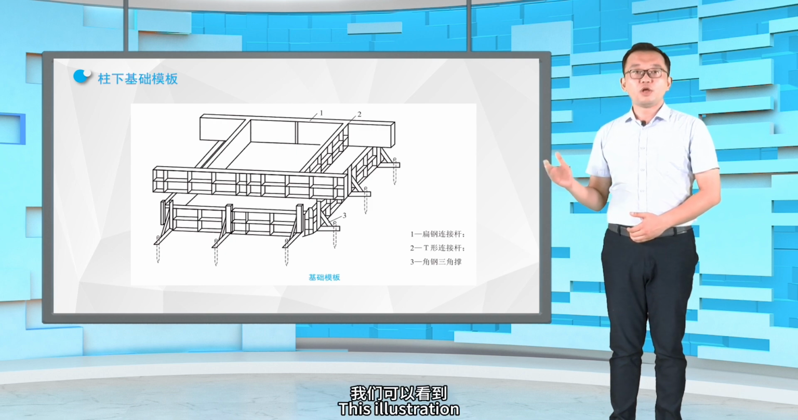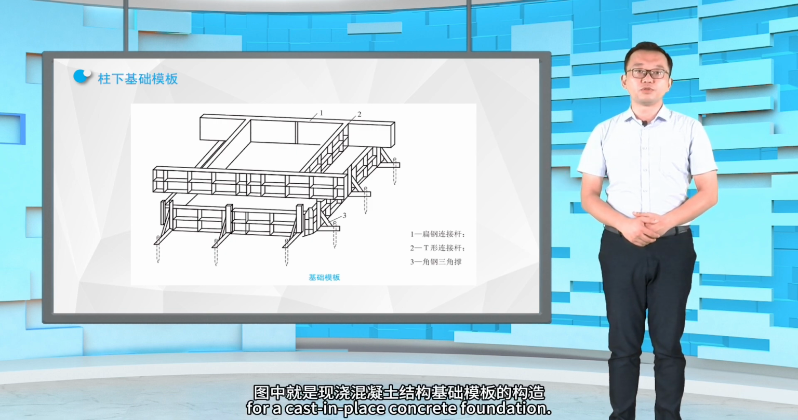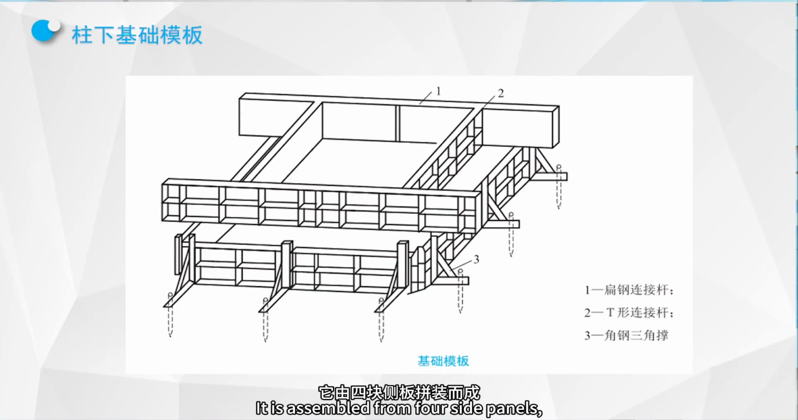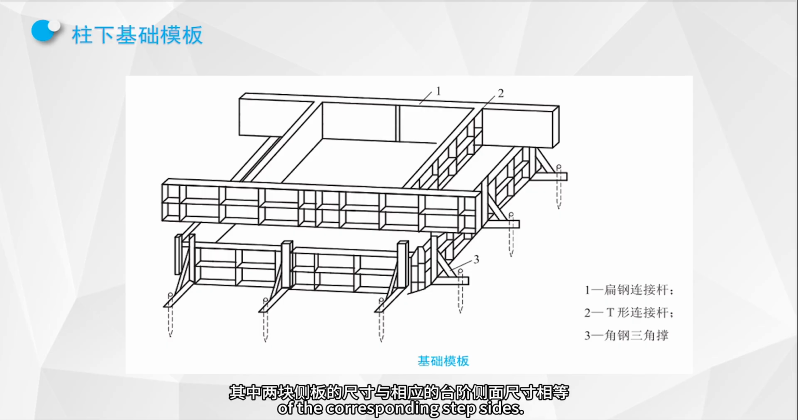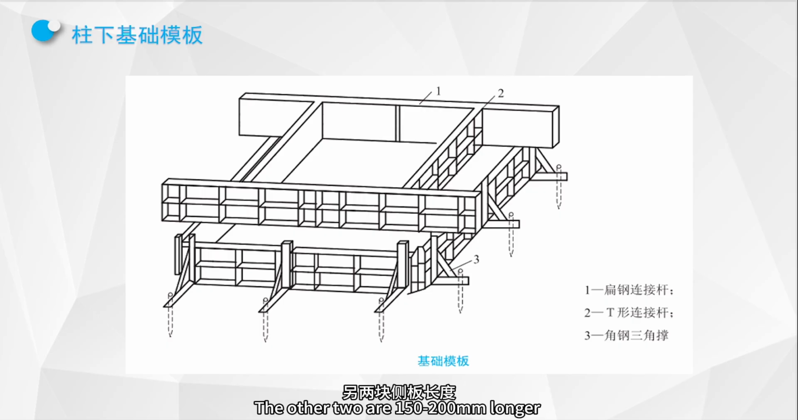This illustration shows the formwork construction for a cast-in-place concrete foundation. It is assembled from 4 side panels, 2 of which match the dimensions of the corresponding step sides. The other 2 are 150 to 200 millimeters longer than the corresponding step sides. All panels are of equal heights. During installation, it is essential to ensure no displacement between upper and lower panels.